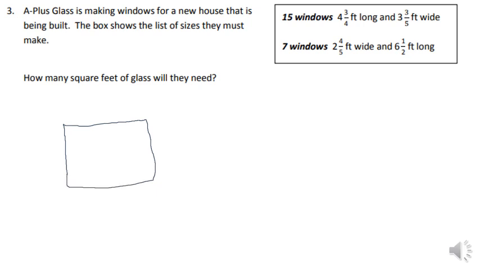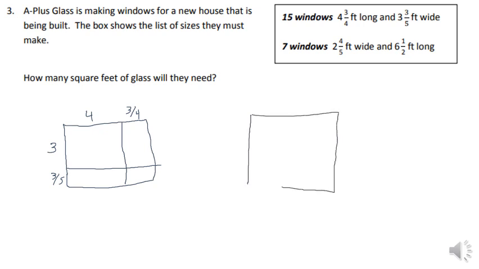So we can see this one is going to be 4 3/4 by 3 3/5. And the second one is going to be 2 4/5 by 6 1/2. So let's go ahead and solve these.